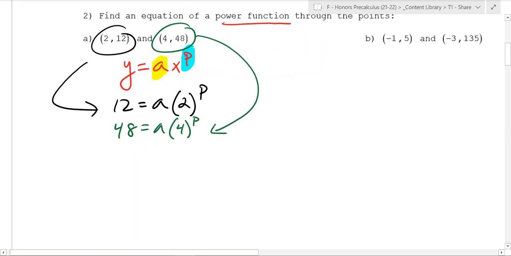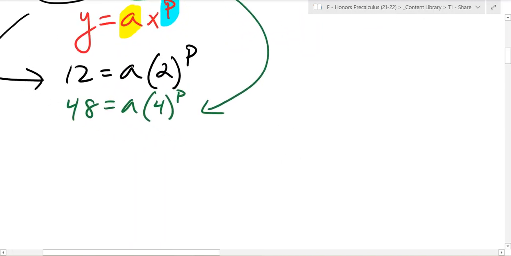Similar to what we've done before, where we're solving for two things, we just divide. So you get 12 over 48 is equal to, well, the a's cancel, and you're left with 2 to the p over 4 to the p. Sorry, let me write that out properly for you: 2 to the p over 4 to the p.